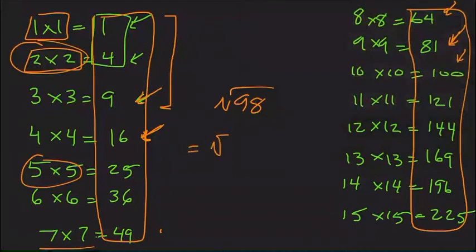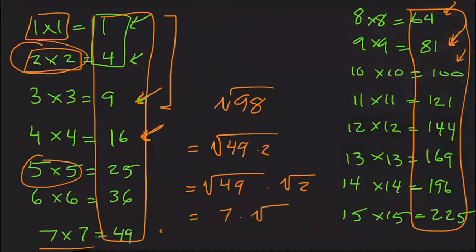So we're going to rewrite this as square root of 49 times 2. Break it apart. Square root of 49 times square root of 2. Square root of 49 is 7. Squish it together. 7 rad 2.